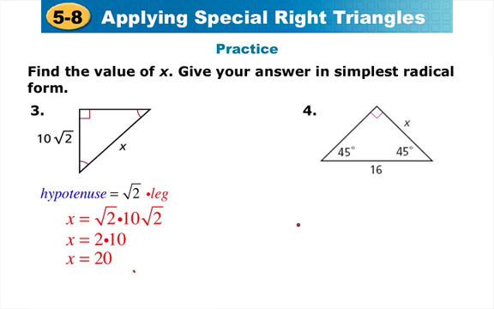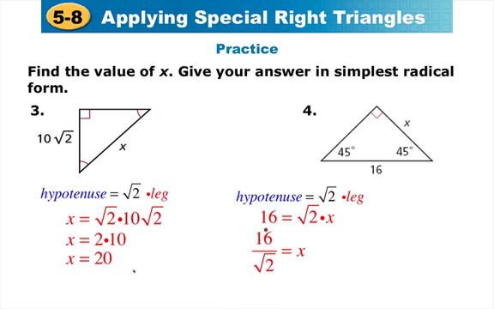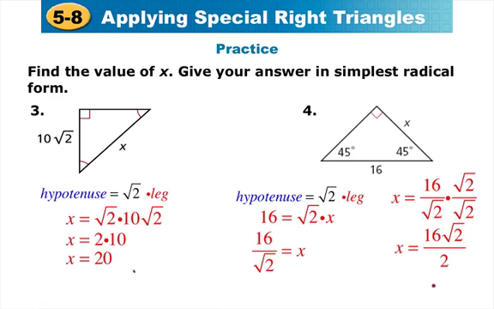So again, 45, 45, 90. Use the formula. Hypotenuse is 16, leg is x. Divide both sides by radical 2. Again, you have to rationalize here. Multiply top and bottom by radical 2. And you end up with the following. At this point, don't stop because you notice that 16 and 2 can be simplified. Your final answer is 8 radical 2.